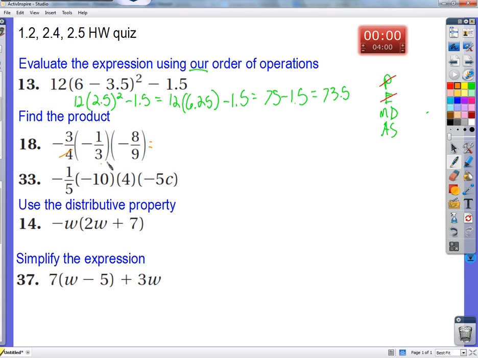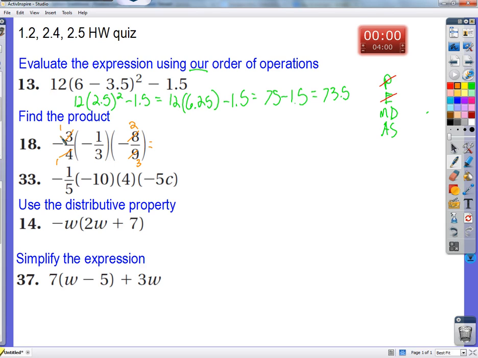4 and 8 share a factor of 4. So this becomes a 1, this becomes a 2, dividing them both by the same common factor. Anything else? Yeah? 3 and 9. 3 and 9 have a common factor of 3. So 1 and 3. Another option, 3 and 3, also common factor of 3. Okay, this is getting easier.